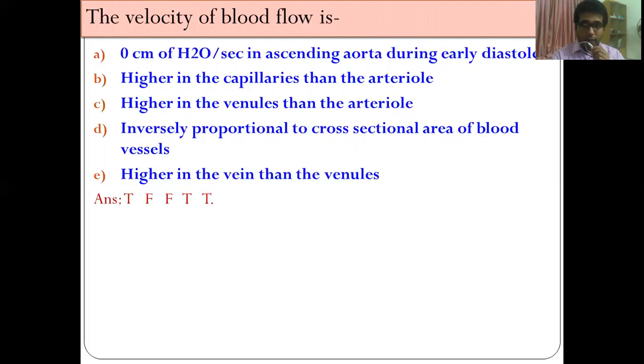Now we can match your answer with my answer. Number 1, it is true. Second option, it is false. Third option, false. Fourth option is true. Fifth option is also true. I have already explained all these things.